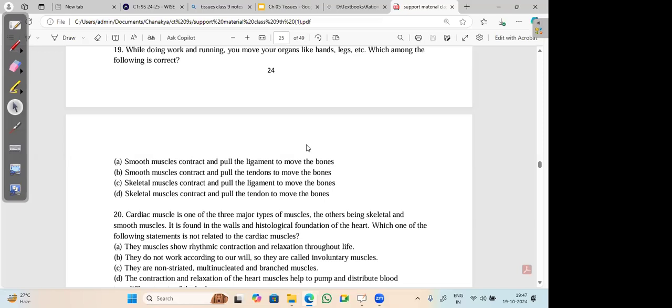So what part do they pull? They pull ligament or the tendons? Tendon, sir. What is a tendon then? Well, the part where it connects the bones to the joint.